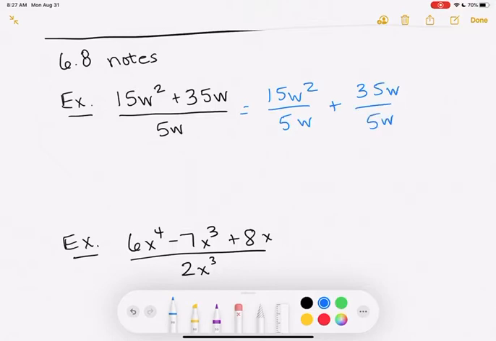We can do that, right? And I can simplify. 15 divided by 5 is 3. W squared over w, subtract 2 minus that little hidden 1, is just a 3w, plus 35 over 5 is 7. And then those w's cancel out, right? Because it would be w to the 1 over w to the 1. 1 minus 1 is 0. Anything to the 0 power is just 1. So our final answer is just 3w plus 7.